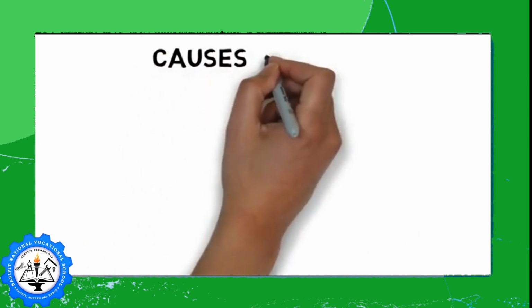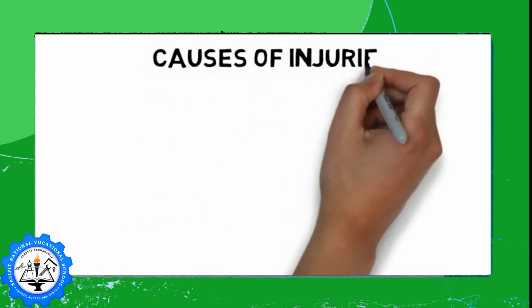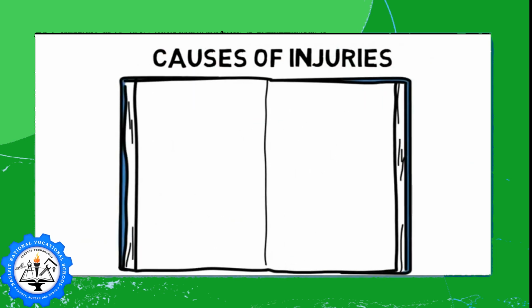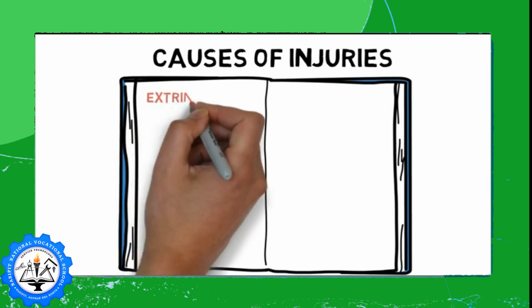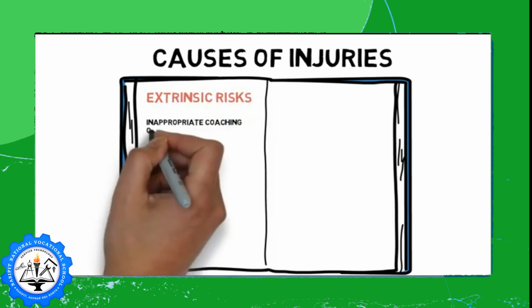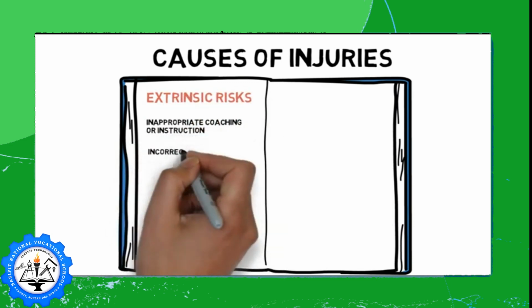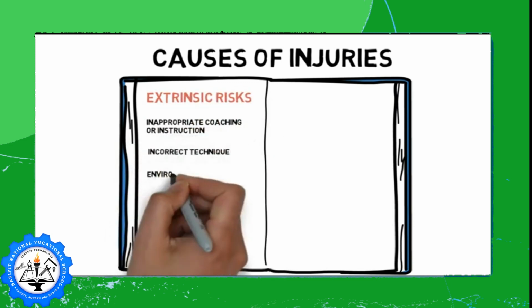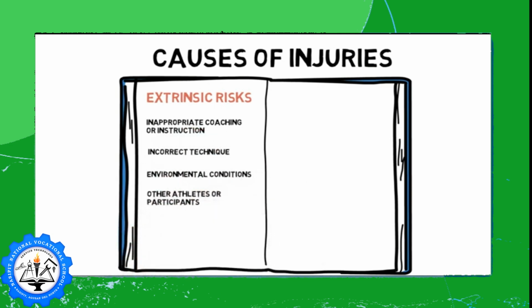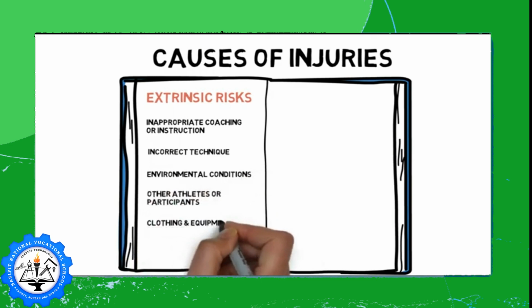Injuries can be caused by a wide range of factors, which can be split up into two main categories. Extrinsic risks look at factors external to the body that can cause injury, such as inappropriate coaching or instruction, incorrect technique, environmental conditions, other athletes or participants, and clothing and equipment.